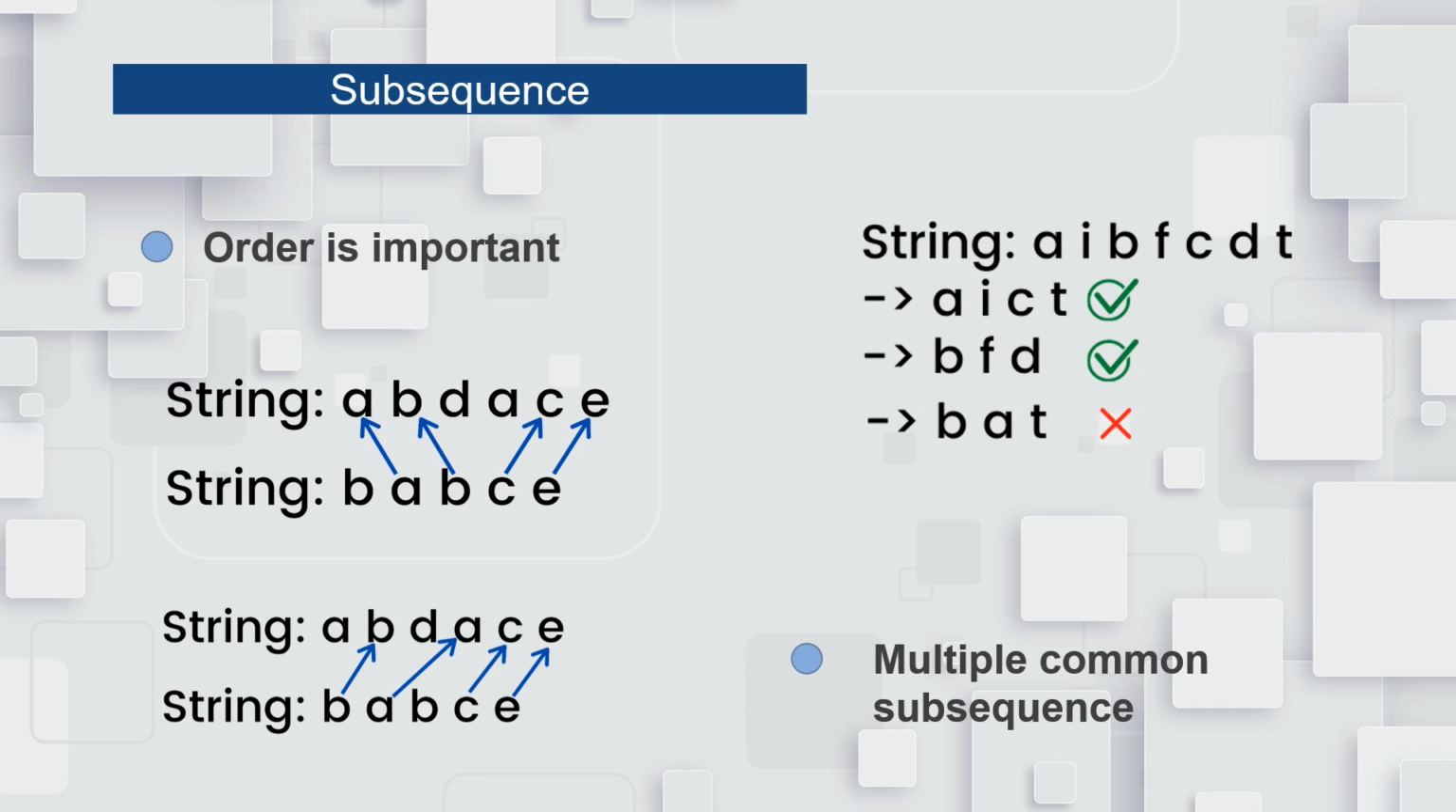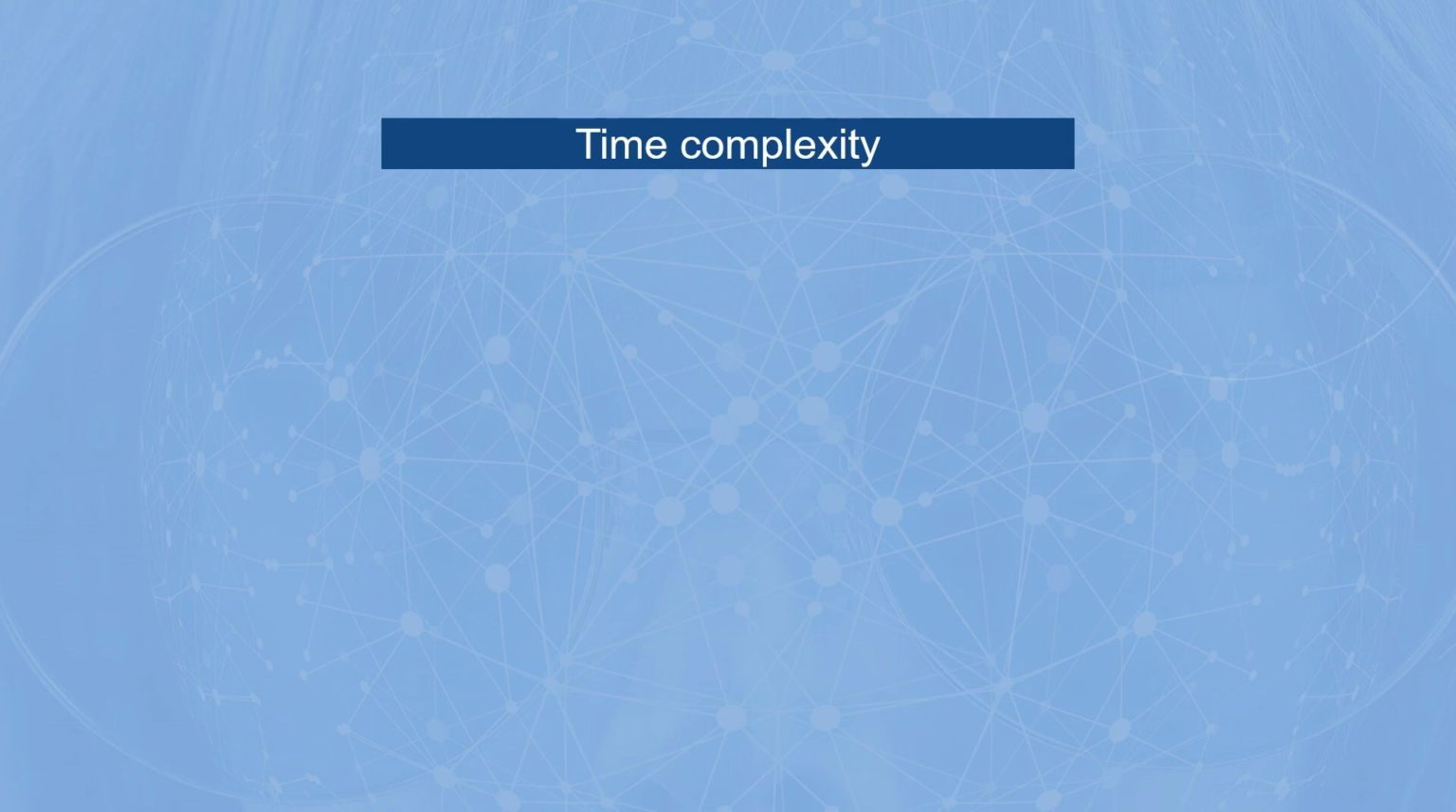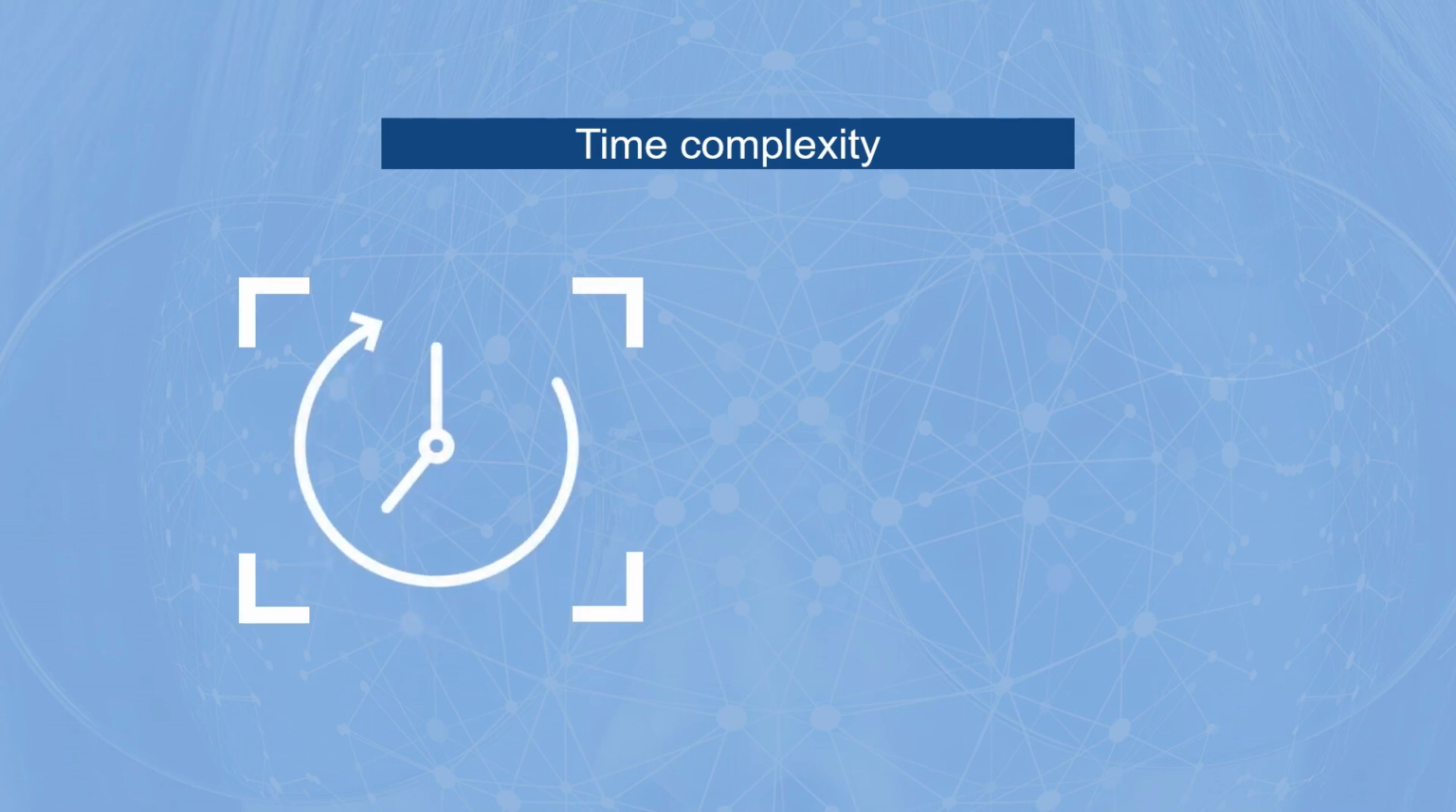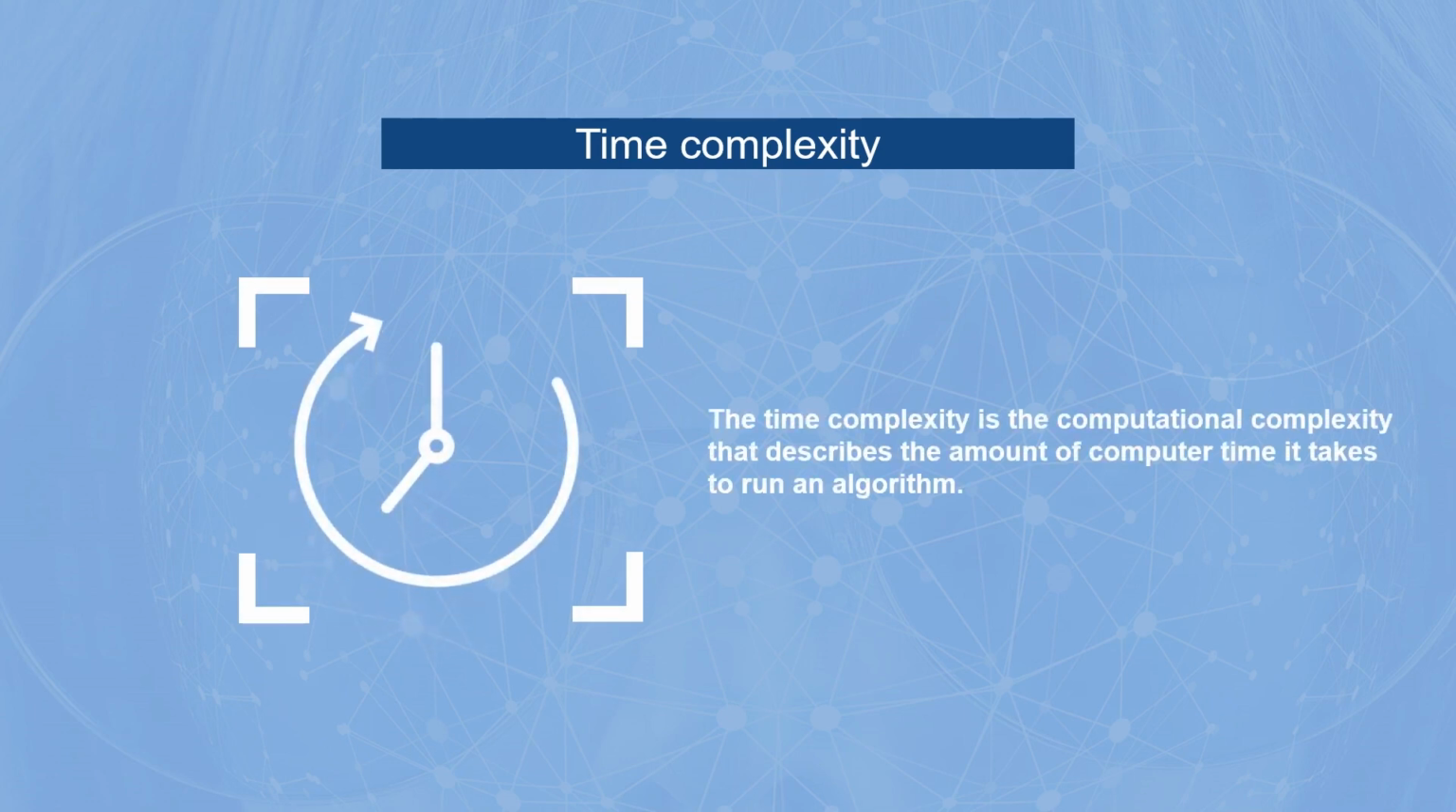Now let's see some methods to solve this longest common subsequence problem and their time complexity. Here first we need to know a little bit about the time complexity. The time complexity is the computational complexity that describes the amount of computer time it takes to run an algorithm. It is a complete mathematical way to find out the general form of required time of a particular program in all types of devices.